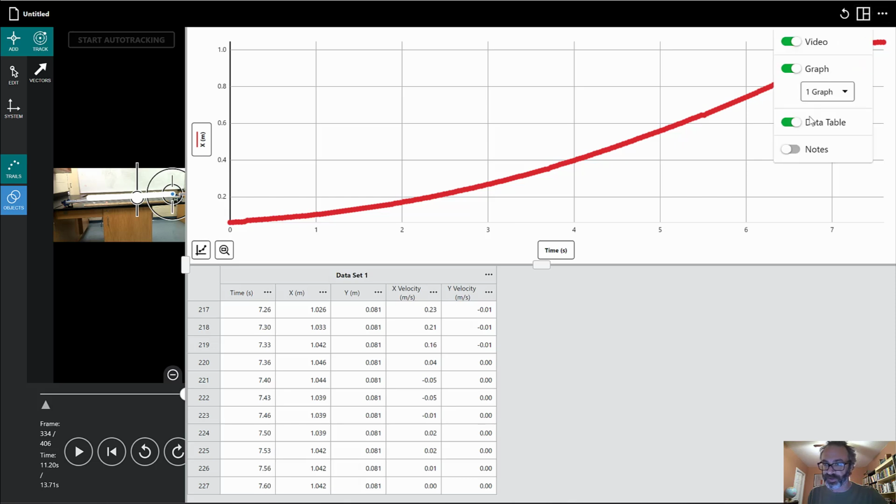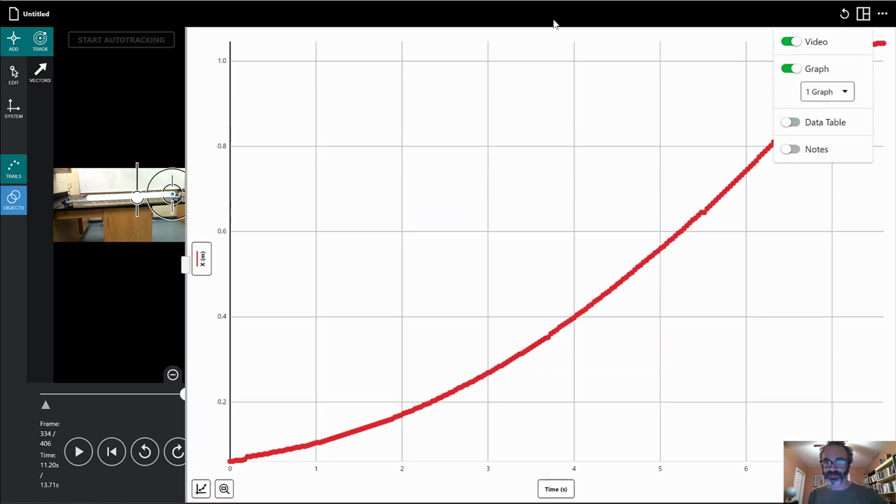I'm going to turn off the data table. So my graph is kind of front and center. But look, my prediction seems pretty good. It goes upwards, it starts out flat and gets steeper, right? Now we want to see if my quantitative prediction was right.